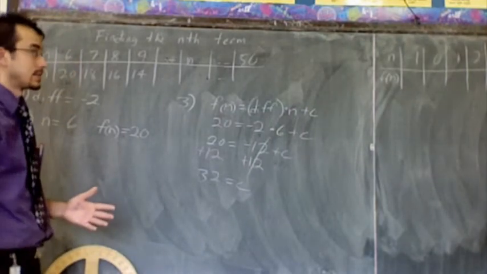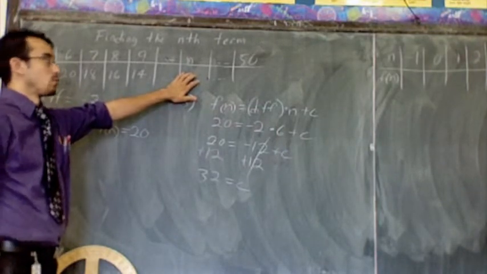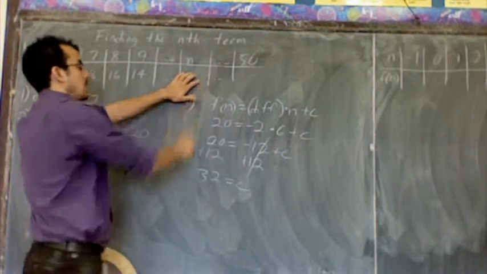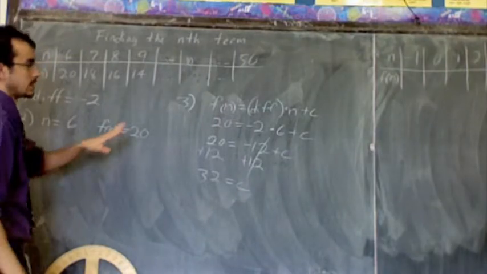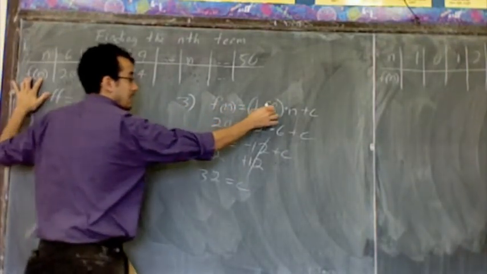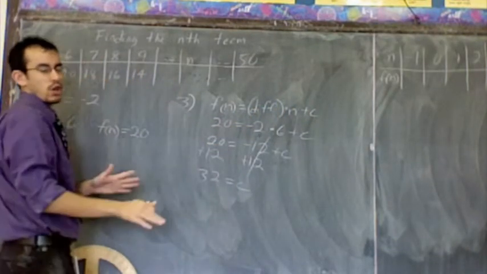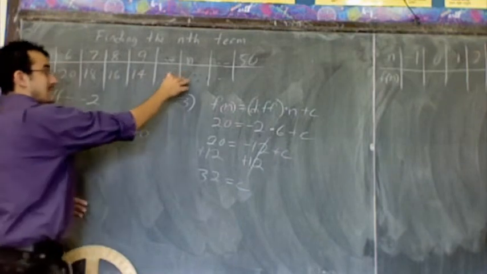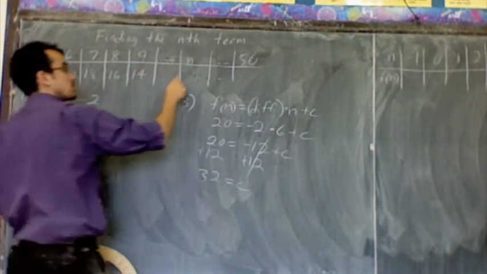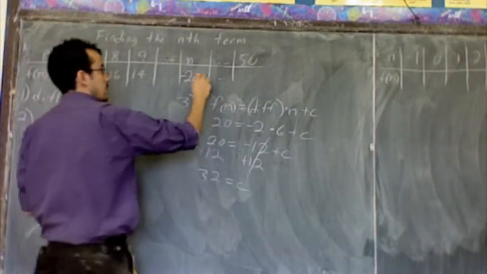My fourth step is really easy. I'm going to write the rule right in here. This is going to be the rule that generates all these numbers. So the rule to do this is f of n, which I have here. I'm going to plug in the difference. I'm going to plug in c. I'm going to leave n alone. So this is going to say the difference times n. Well, the difference is -2 times n, and then plus my c, plus 32.